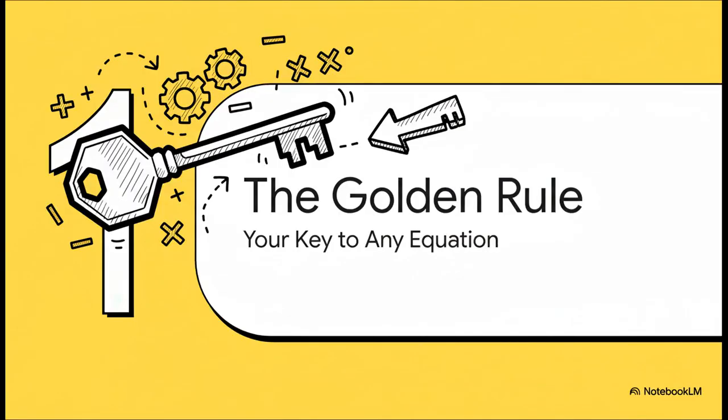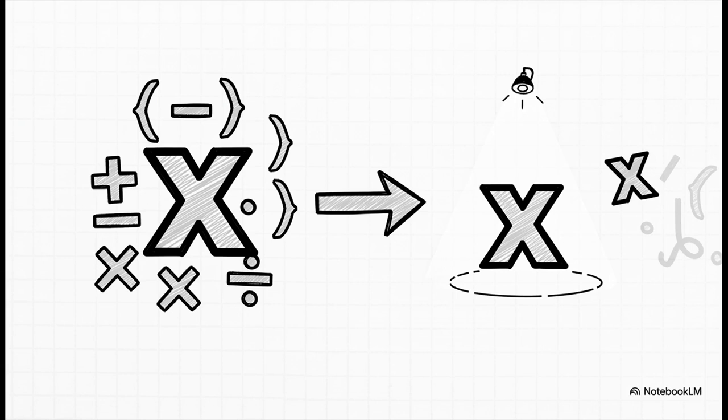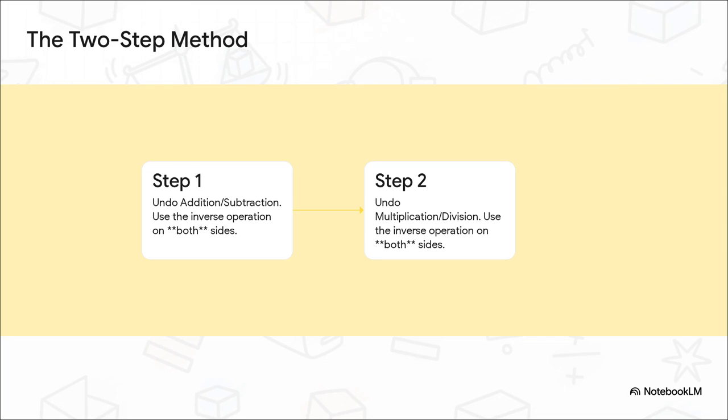What is this golden rule I'm talking about? Well, it's the one key you need to unlock pretty much any of these equations. The main goal here, and I mean every single time, is just to get that letter, the variable, all by itself on one side of the equal sign. That's it. Think of it as a game of getting X alone. Once it's isolated, the number on the other side, that's your answer. Simple as that.